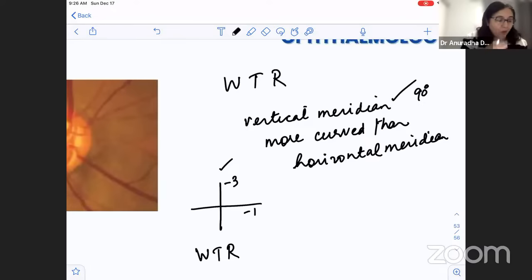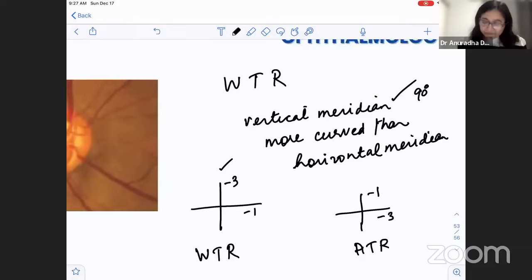Okay, more minus at 90 degree is with the rule astigmatism. And more minus at the horizontal is against the rule astigmatism. Because nature has made the vertical meridian more curved, so that is with the rule of nature. More minus at 90, with the rule; more minus at 180, against the rule.